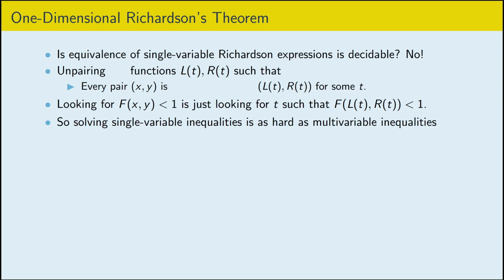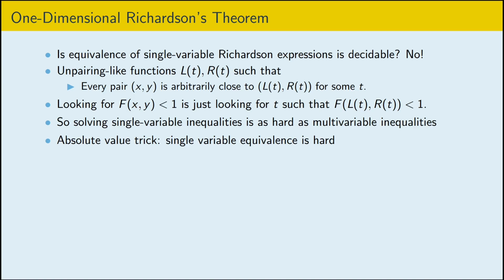So looking for solutions to a single variable inequality is as hard as looking for solutions to multivariable inequalities. And we can again apply the absolute value trick to turn this into a question of whether two single variable expressions are equivalent. There's just a slight problem. Such functions L of t and R of t would give us a space-filling curve. And I don't think we can have a space-filling curve with such nice formulas, with Richardson expressions for their formulas. But we can have a curve that gets arbitrarily close to any point in space, and that will suffice.